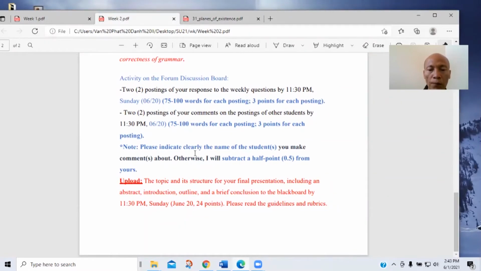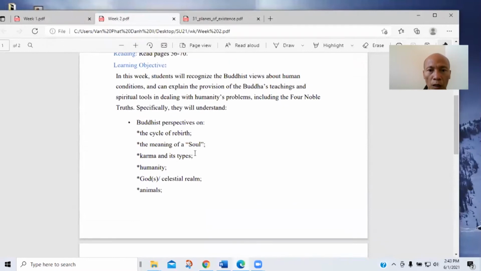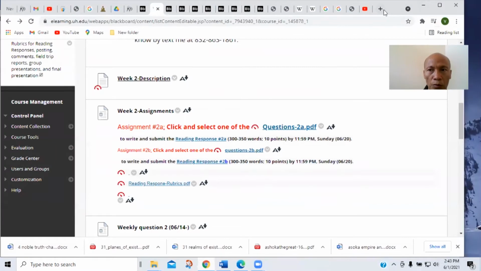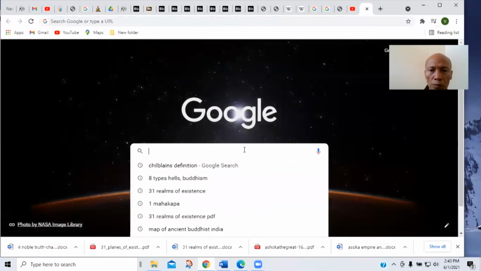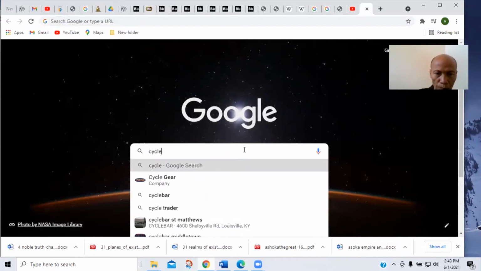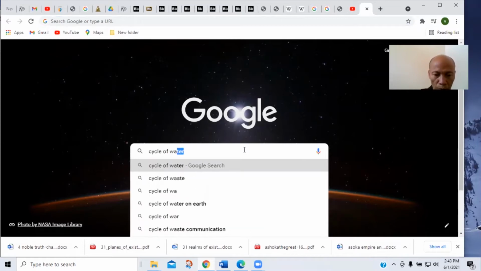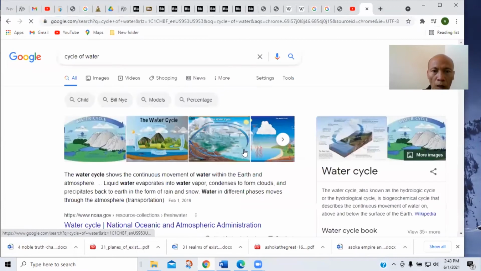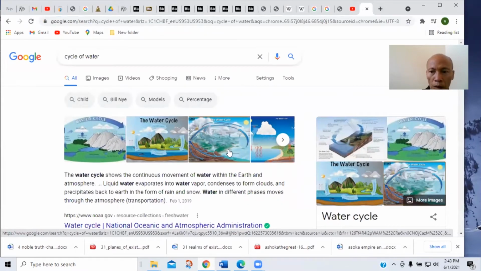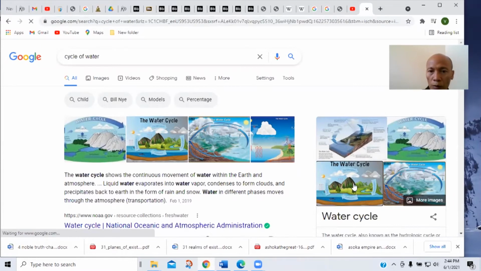Okay, so let me move on to explain the Buddhist views about the cycle of rebirth. So let me go to this one. In the Buddhist view, everything goes in a cycle. Let's say you type the cycle of water, for example, and you can pick this simple one.